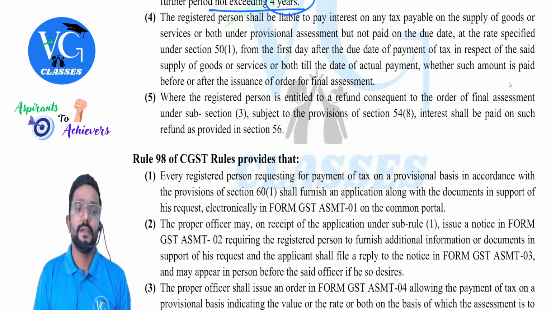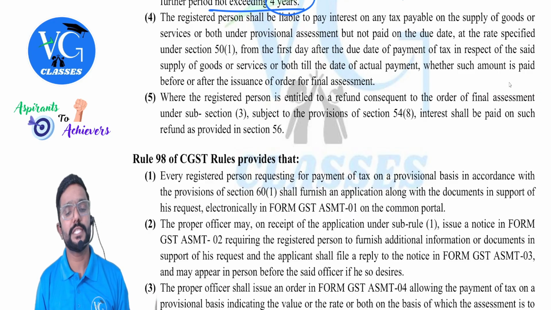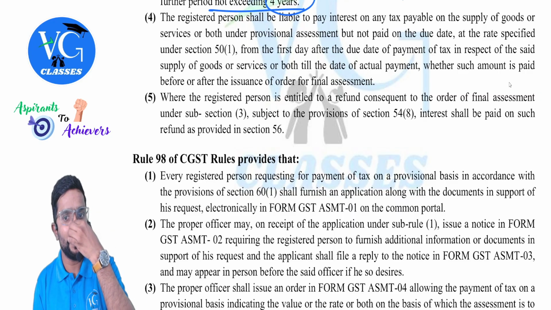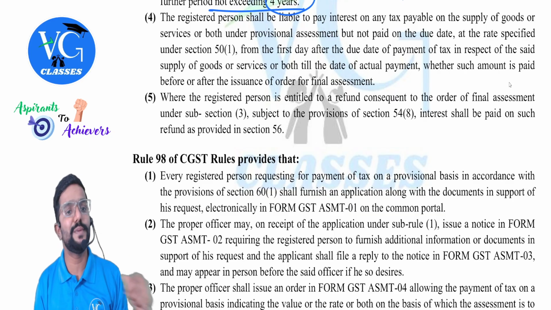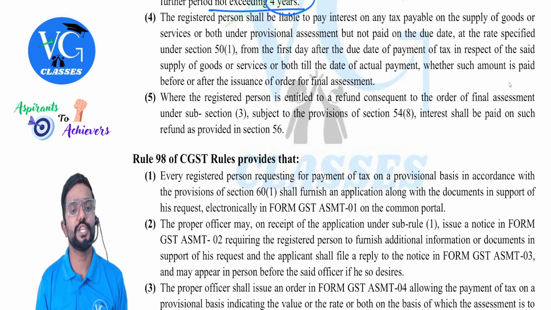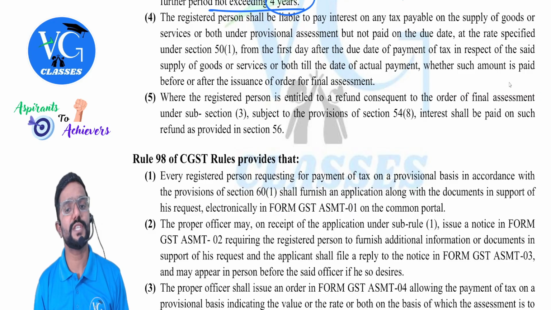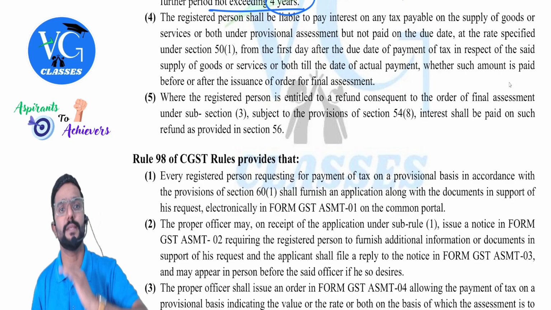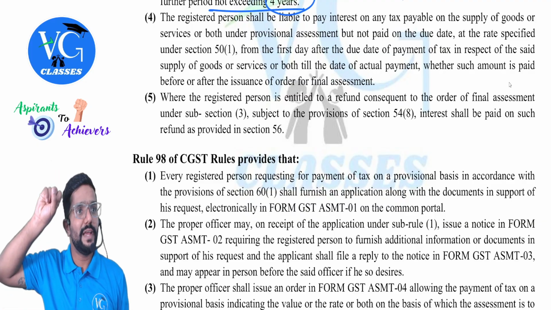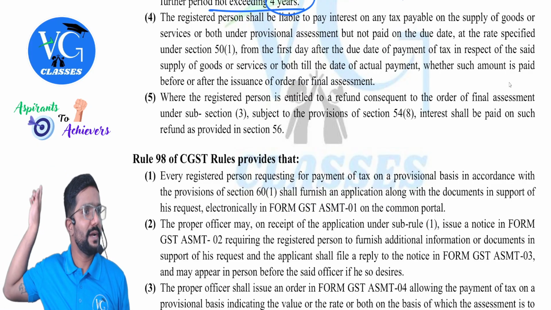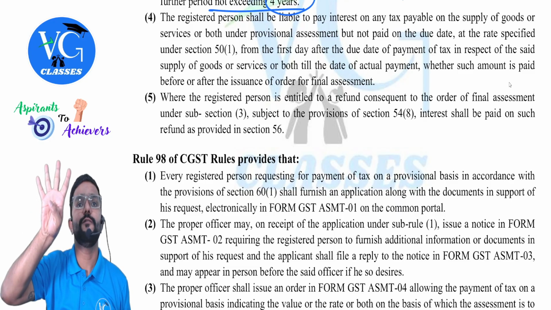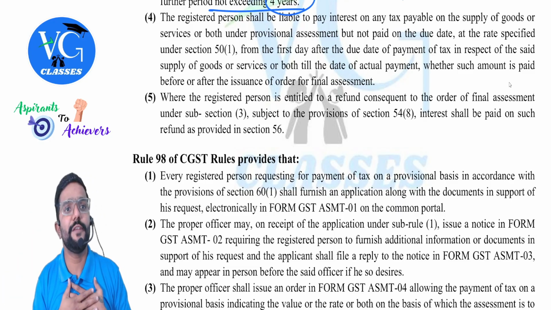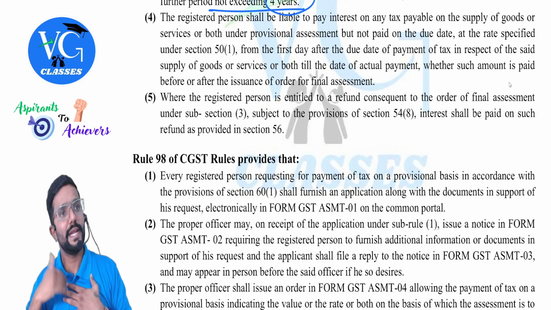Yes. Subsection 5. Where the registered person is entitled to a refund consequent to the order of final assessment under subsection 3, subject to the provisions of section 54 subsection 8, interest shall be paid on such refund as provided in section 56. Guys, simple. I had already paid 5 lakh on provisional basis, but now final order is assumed passed for 4 lakh. I am eligible for a refund of how much? 1 lakh. Can I apply for it?